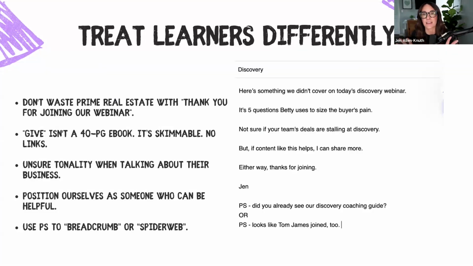This is the first tactic for treating learners differently. Now, this is a busy slide, so stick with me. On the right, I've written an email that is just a framework. You can take and apply whatever you sell, whatever your webinar topic is about, and use this framework. But I'm going to explain on the left why it's different and why it's effective.